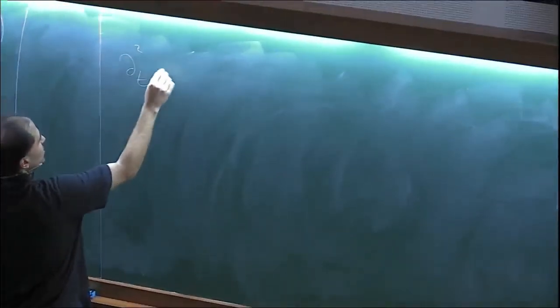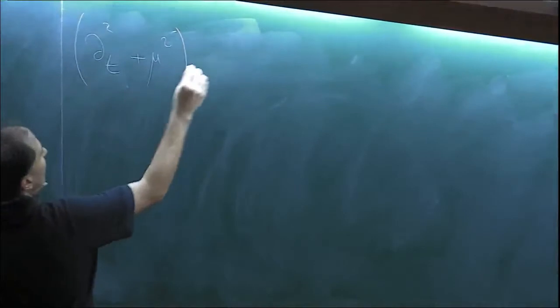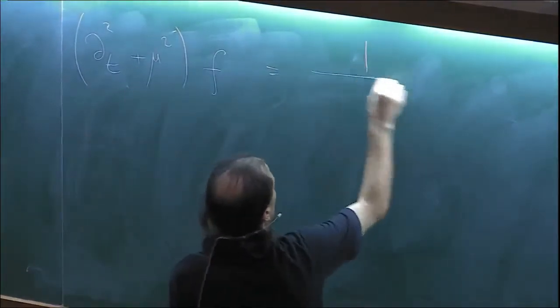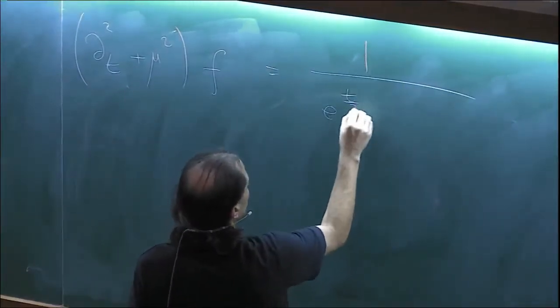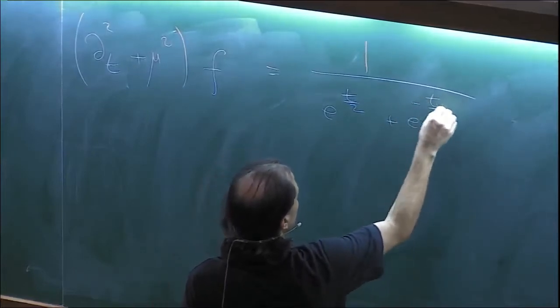And I just have dt squared plus mu squared little f is equal to 1 over e to the t over 2 plus e to the negative t over 2. Okay? So this is just a forced harmonic oscillator with a particular forcing term, right? It's 1 over cosh t, so I'm giving it a gentle kick and speeding up and then slowing it and then stopping kicking it, right? And so there's a solution of this.